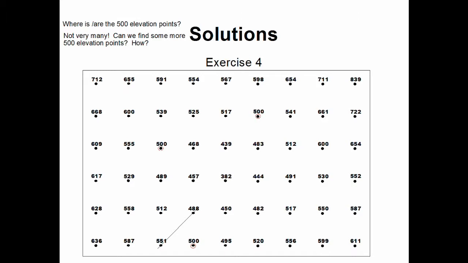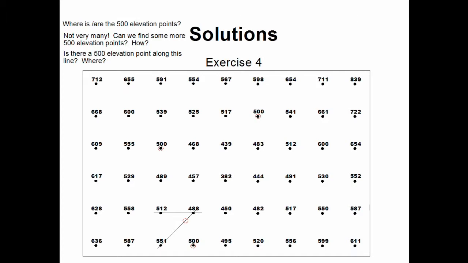Well, you are right. It's closer to 488 because we are only 12 feet away from 500. Well, 551 is literally 51 feet of elevation away. So I would put my point along this line closer to the 488. Now we can continue doing this one with some more points.